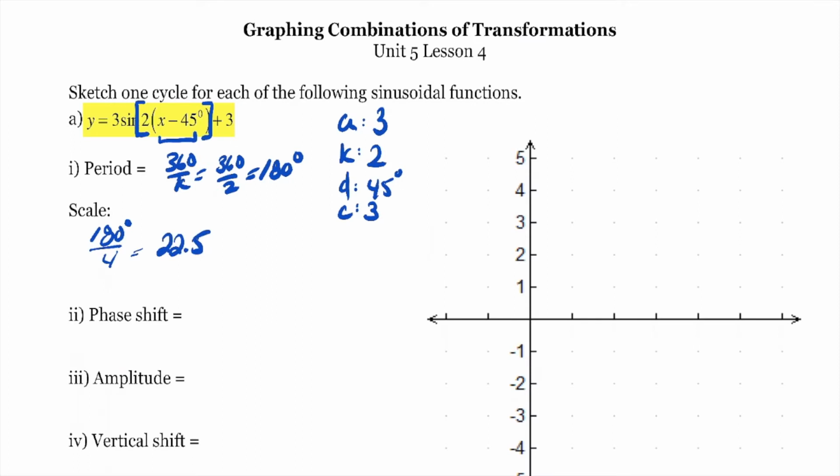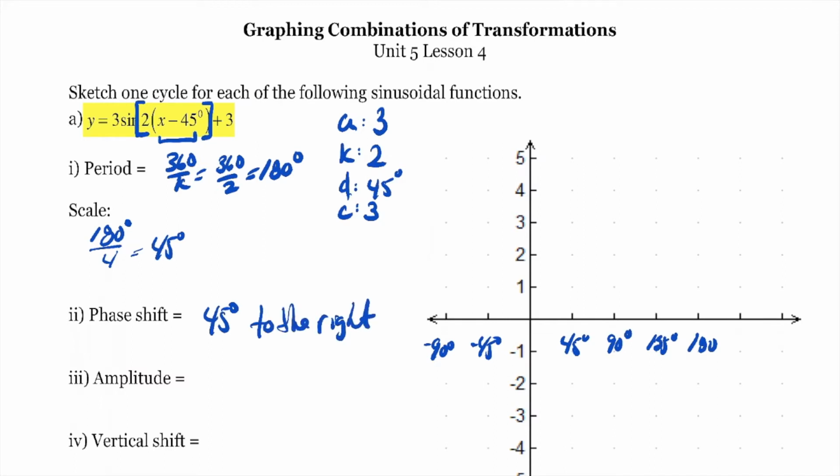No, take that back. 180 divided by 2 is 90, divided by 2 is 45. So let's go off and label the scale. That's 45, 90, 135, 180. Then just to the left as well, although I'm not going to need it because this is a phase shift to the right. So that's the next part. Because my d value is 45, my phase shift is 45, and since it's positive, it's going to be to the right.